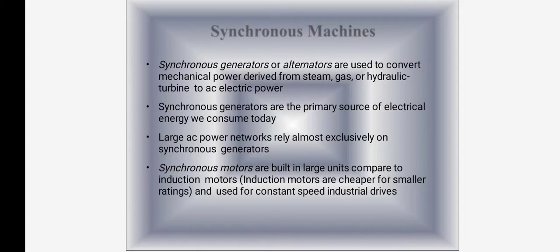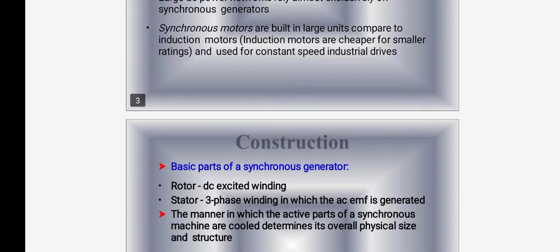Synchronous machines are classified into synchronous motor and synchronous generator. The synchronous generator is generally used for generating electrical power. The synchronous motor can be used for any industrial application or household application.